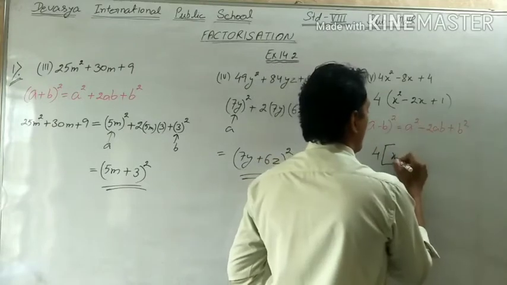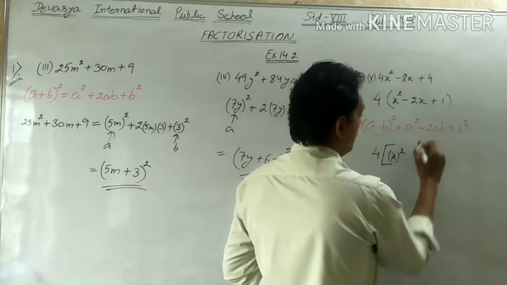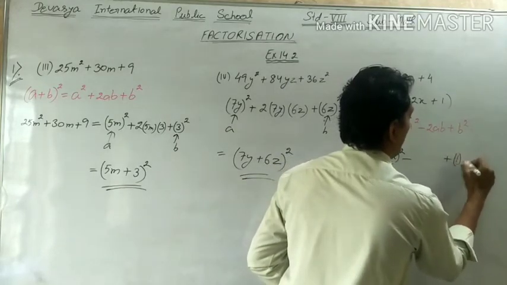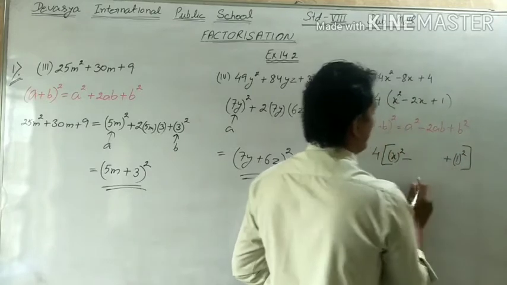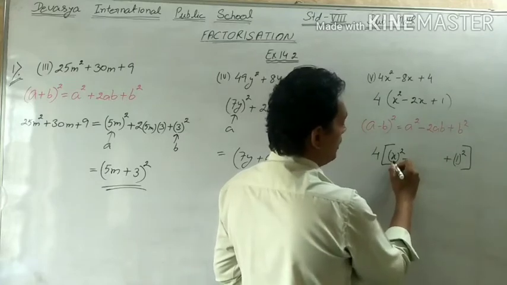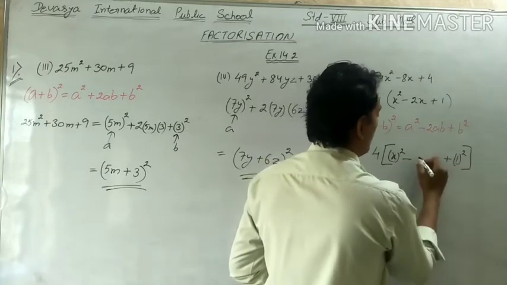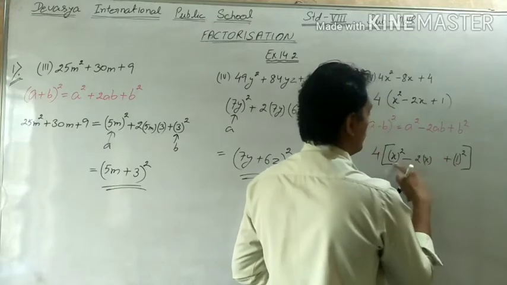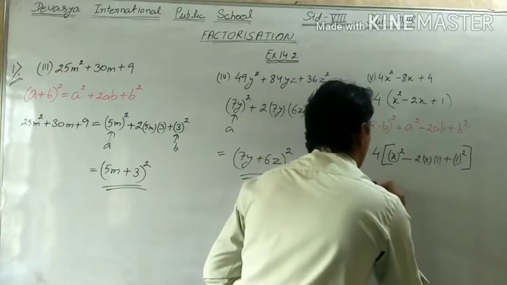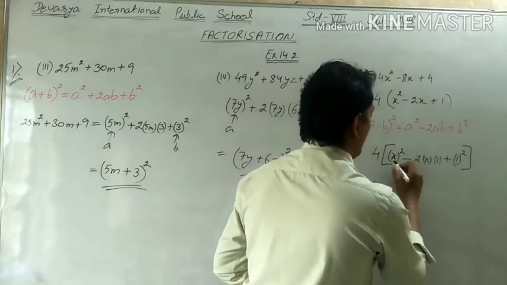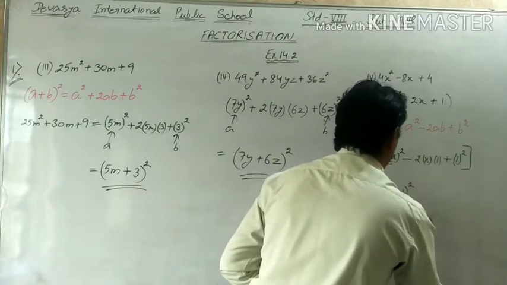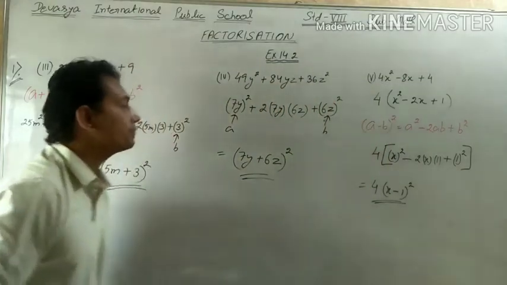x square can be written as x whole square. Middle term we will write later on. And the last term, 1 can be written as 1 square. And the middle term should be in the format 2 into a into b. So the quantity in the first bracket is your a, and the quantity in the last bracket is your b. So 2 into x into b. Okay, and now we can factorize as 4 into (x minus 1) whole square. So this is your factorization.